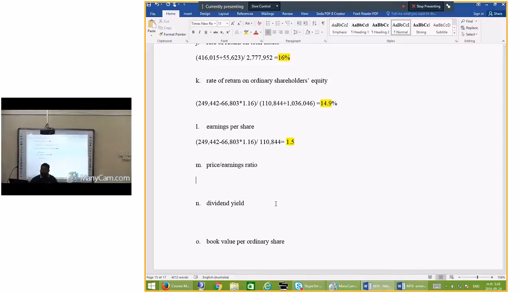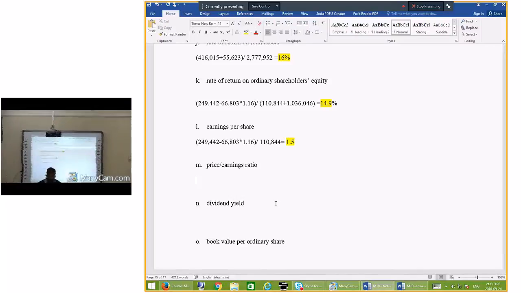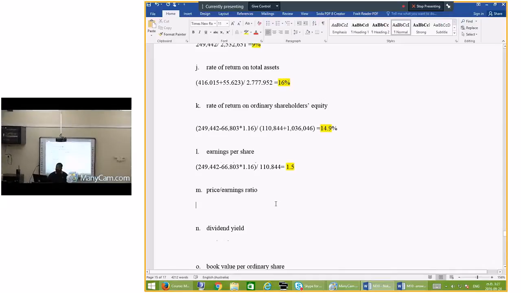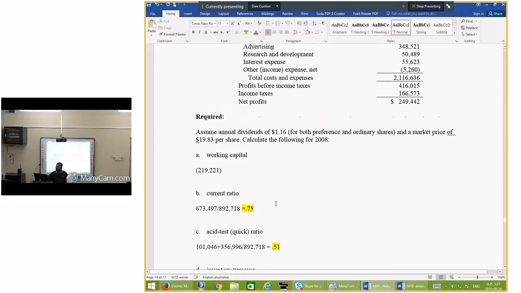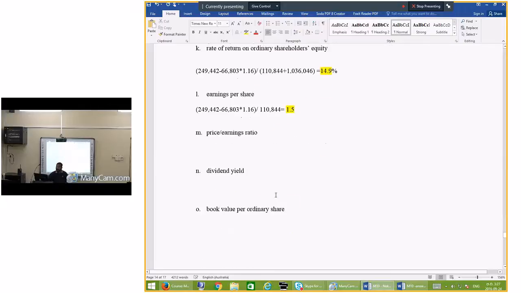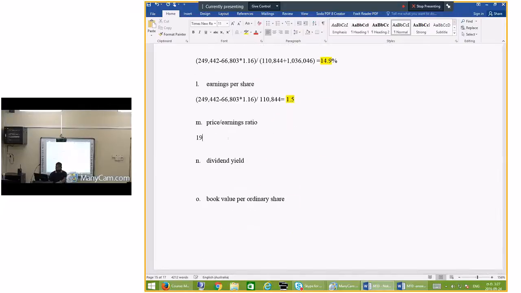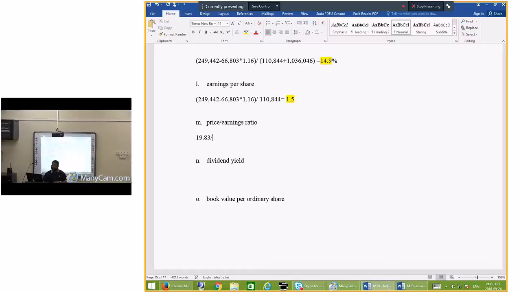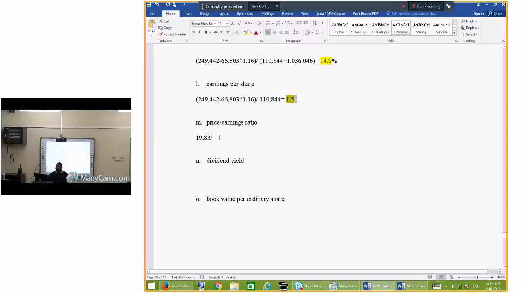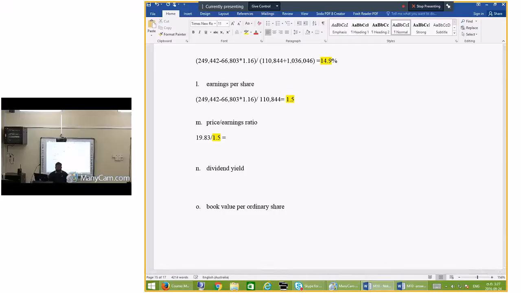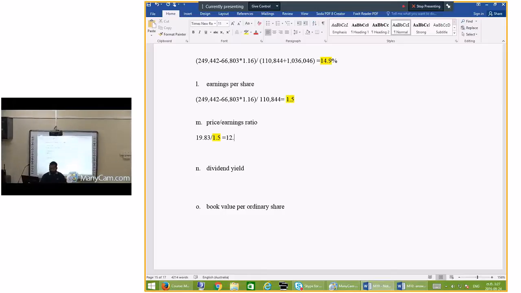Price earning ratio. Market price per ordinary share divided by earning per share. Market price per ordinary share is 19.83. Divided by, we got the figure earning per share, 12.8.